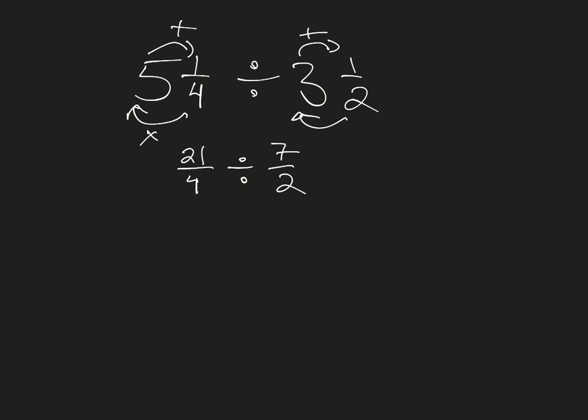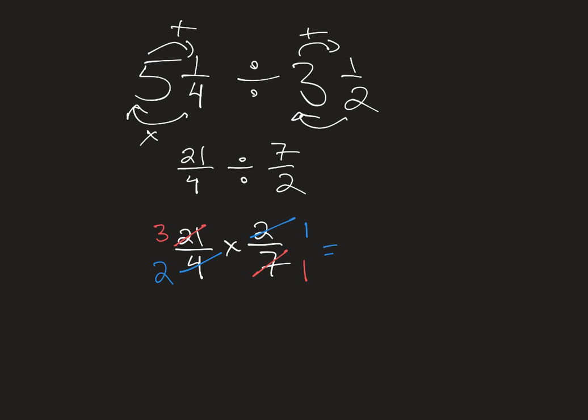Now we use the algorithm we talked about before. The first fraction stays the same. Change division to multiplication. Reciprocal of the second fraction. And then we look for simplifying opportunities. Here we have 2 opportunities. 21 and 7 can both be divided by 7. 21 divided by 7 is 3. 7 divided by 7 is 1. And then 2 and 4 can both be divided by 2. So we get 1 and 2.